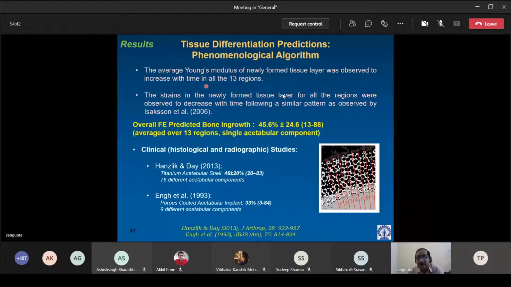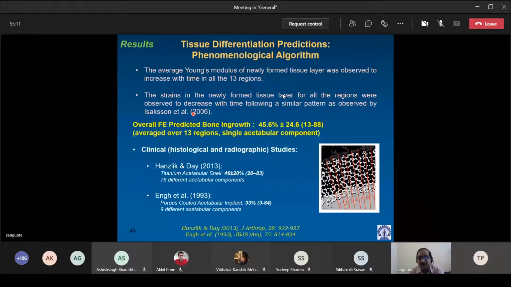Now, the average Young's modulus of the newly formed tissue layer was observed to increase with time in all the 13 regions. As a representation, we have just shown regions 5, 7, 8, and 9, but in all the 13 regions, this trend was visible. The strains in the newly formed tissue also decreased, and a similar pattern was observed in the paper by Isaksson earlier in 2006.